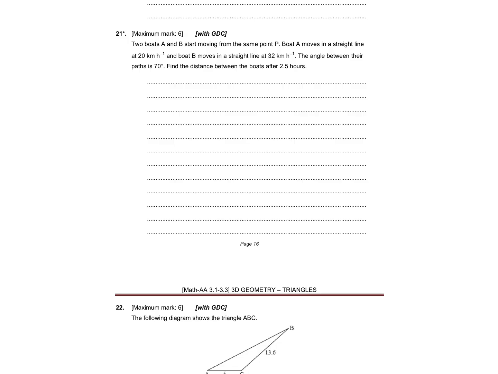All right, two boats A and B start moving from the same point P. Boat A moves in a straight line at 20 kilometers per hour. Boat B moves in a straight line at 32 kilometers per hour. The angle between their paths.